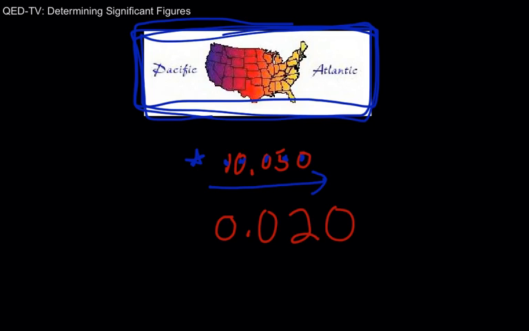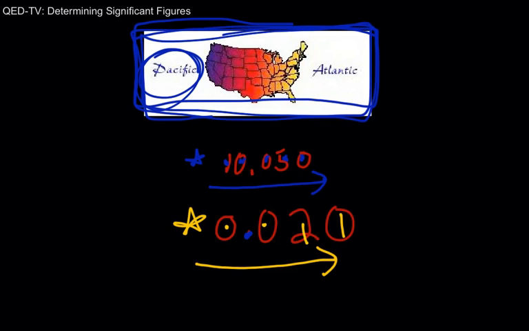0.020. Okay, is a decimal point present or absent? Well, clearly it's present. It's right there. So where do I start? I start on the Pacific side over here. And I'm going to go through the measurement in this direction. I don't start counting until I get to a digit that is not a 0. So this, no, that's a 0. This one, no, that's a 0. This one, there we go. There's a digit that's not a 0. I'm going to begin counting right there. 1, 2. So this has 2 significant figures.